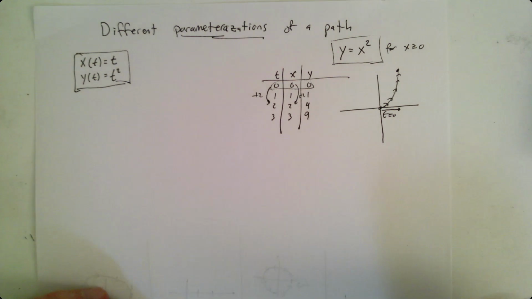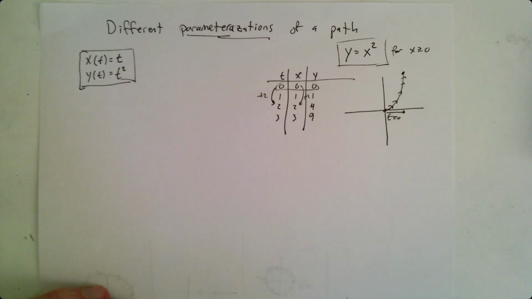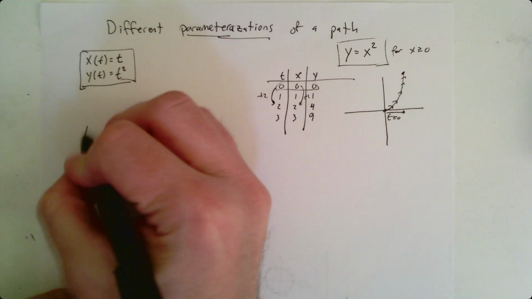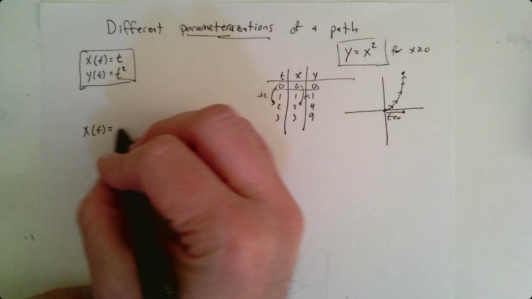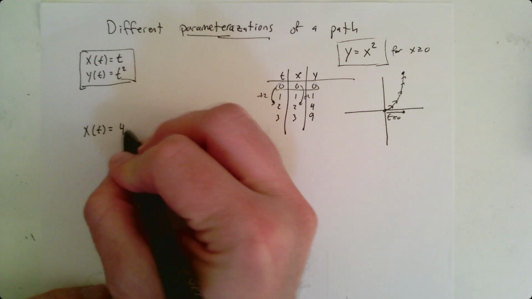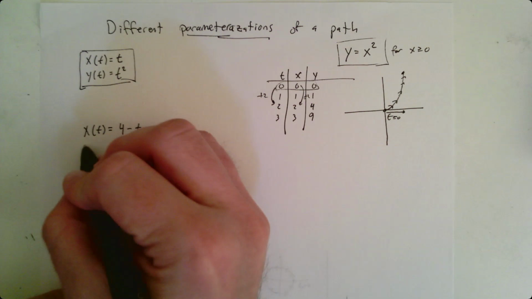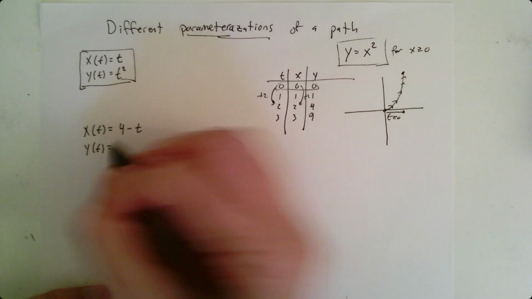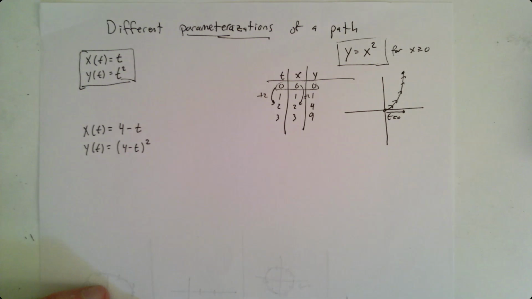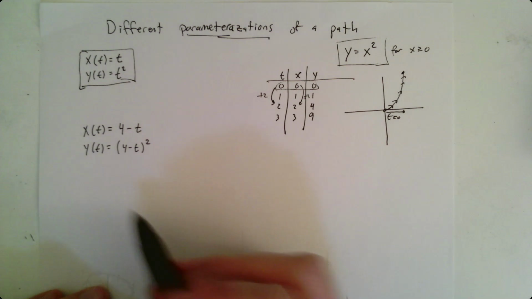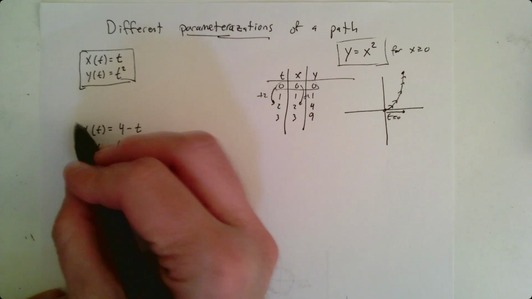Let's take a look at a different parameterization. What if I have x of t equals, let's do 4 minus t, and y of t equals 4 minus t, all squared? First let's convince ourselves that this is actually the same path.